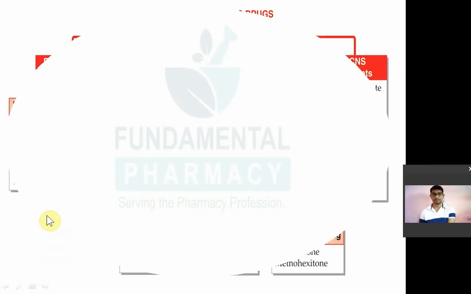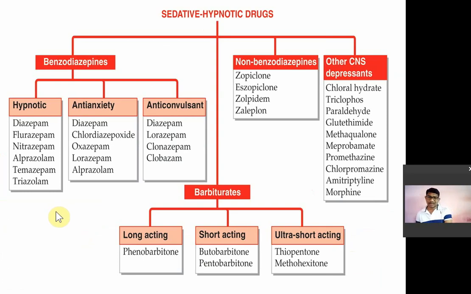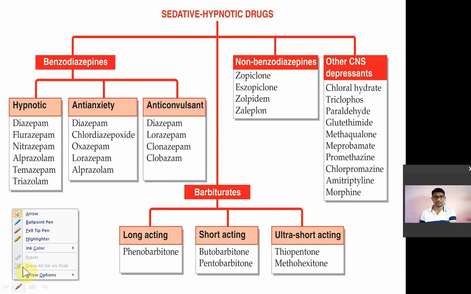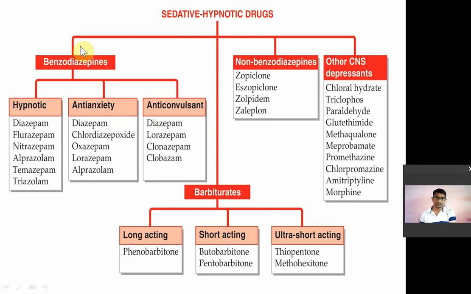So again, the third classification of sedative hypnotics. I am repeating this classification because it is the important part, and a question on it comes 100%, whether it is GPAT, NIPER, or any kind of exam. It is important for all kinds of exams. First category is benzodiazepines, and this classification is depending on their use. Hypnotic benzodiazepines produce sleep.